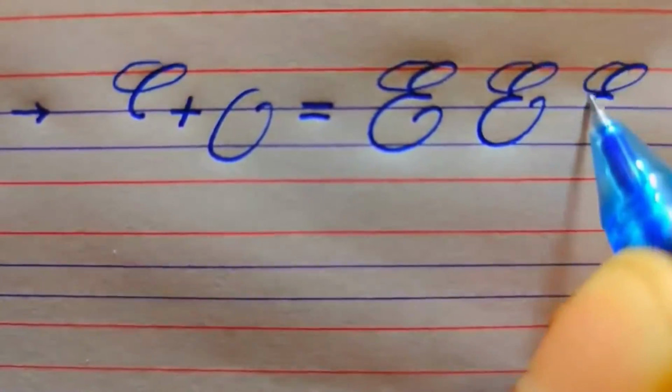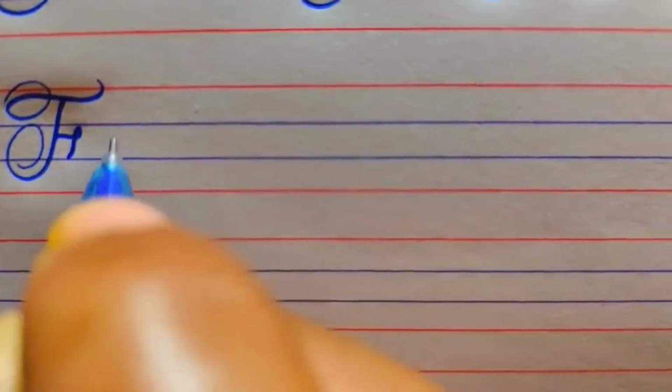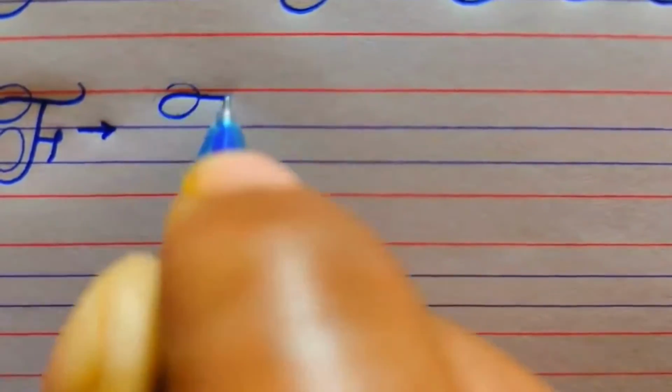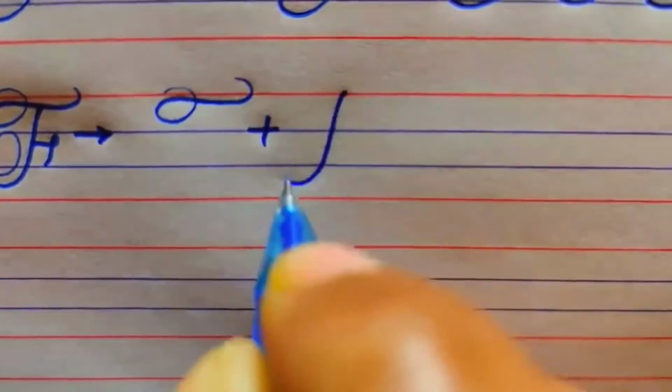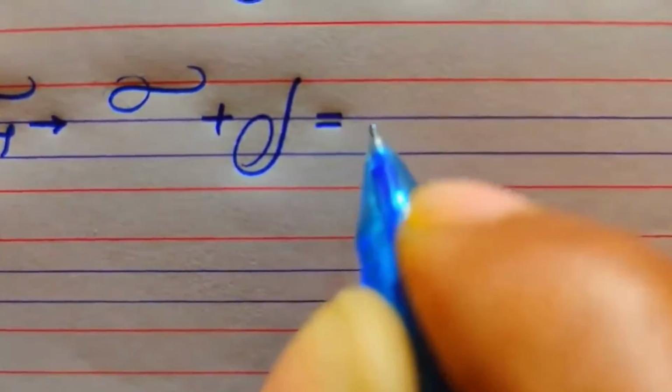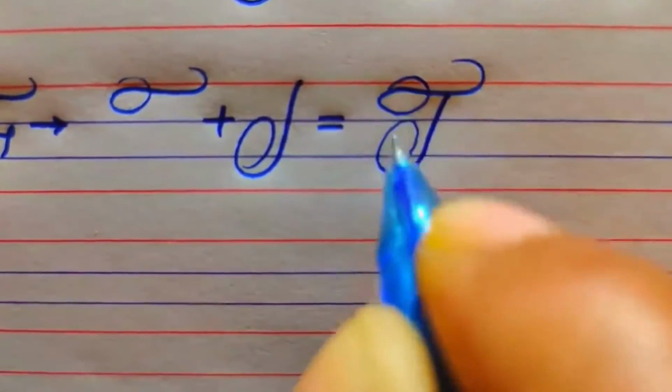E. Now the turn of F. Here the first word of F plus the second word of F is equal to F.